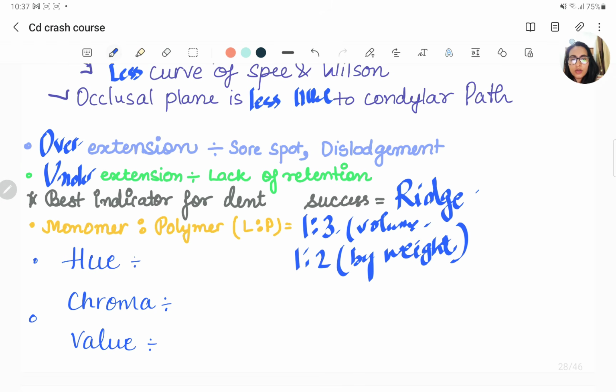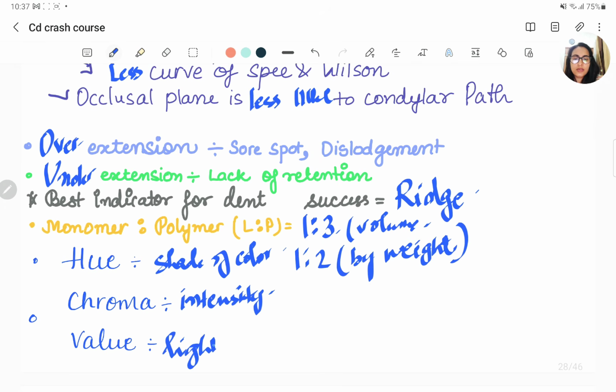Hue is the quality or the shade of the color. Basically, the color is the hue. Chroma is the intensity or saturation. And value is lightness or darkness, or black or white, you can say.